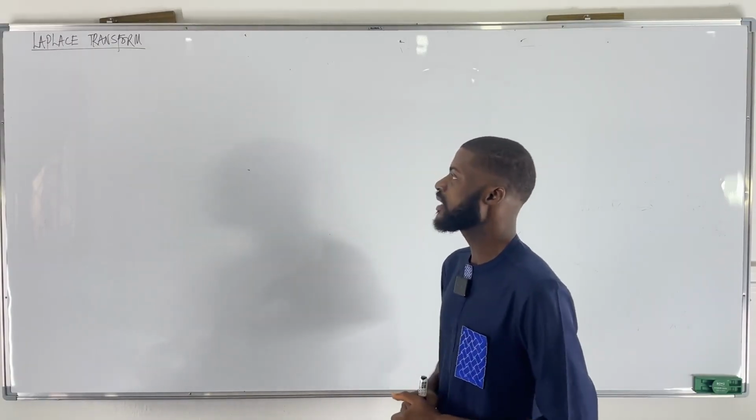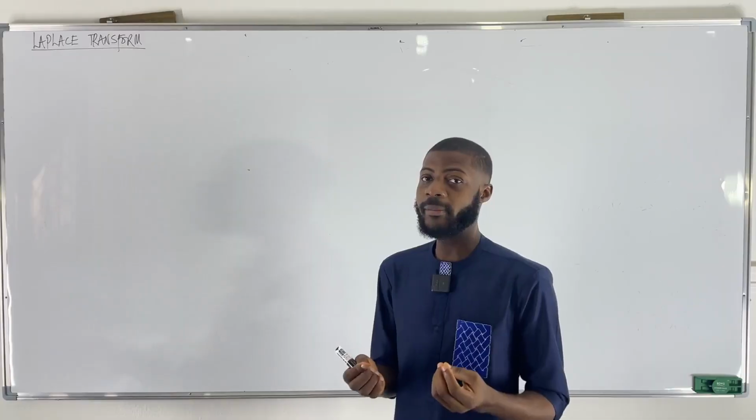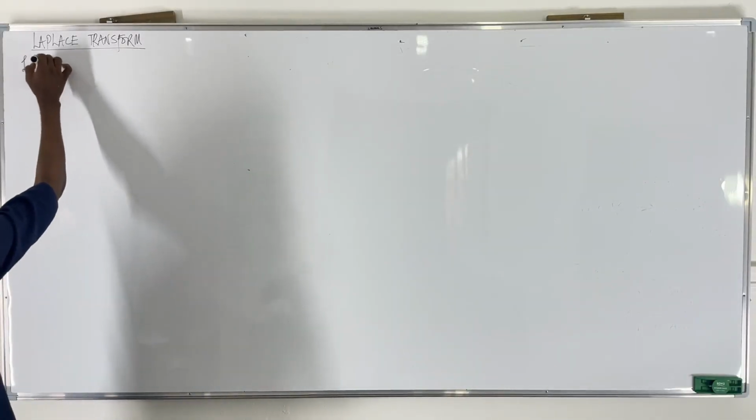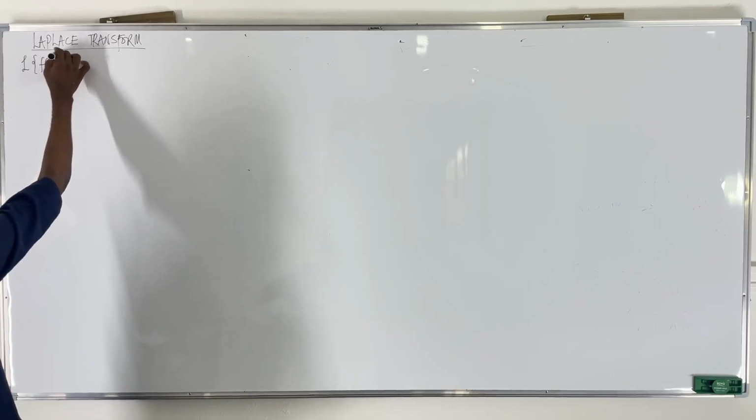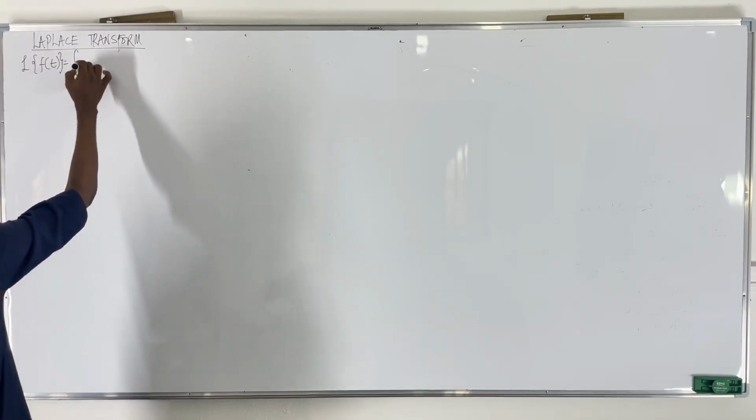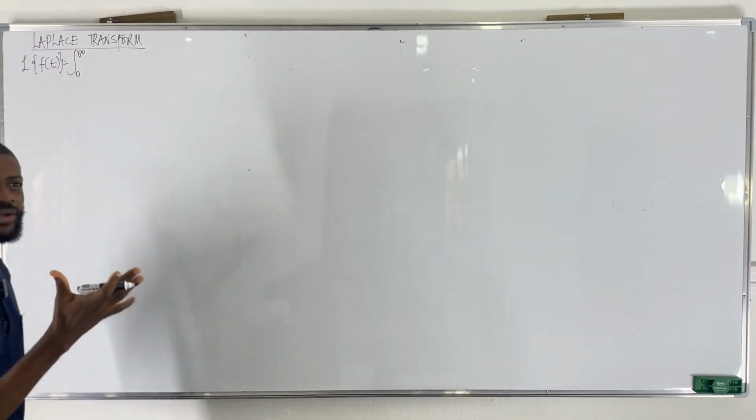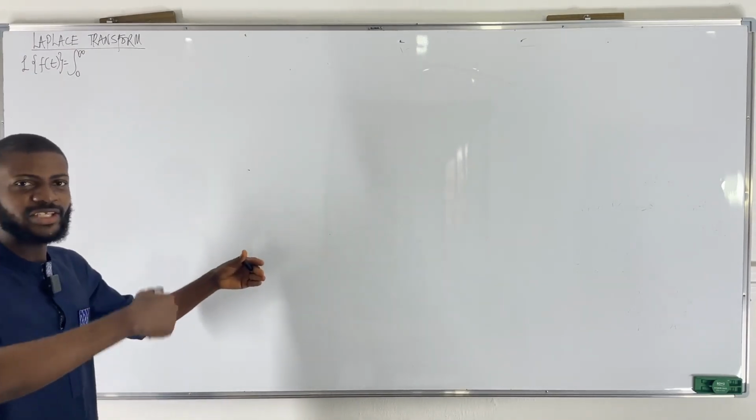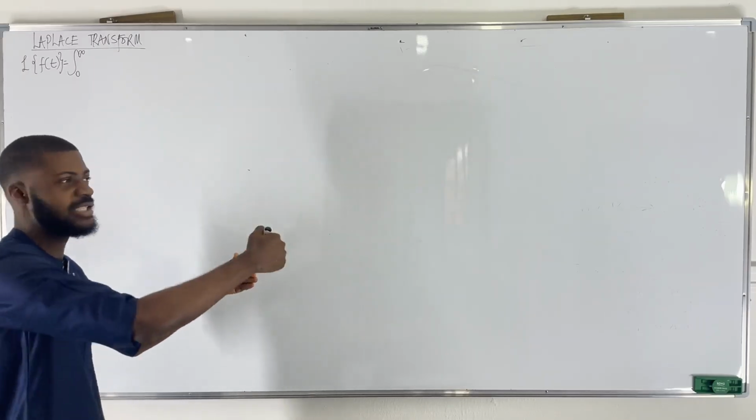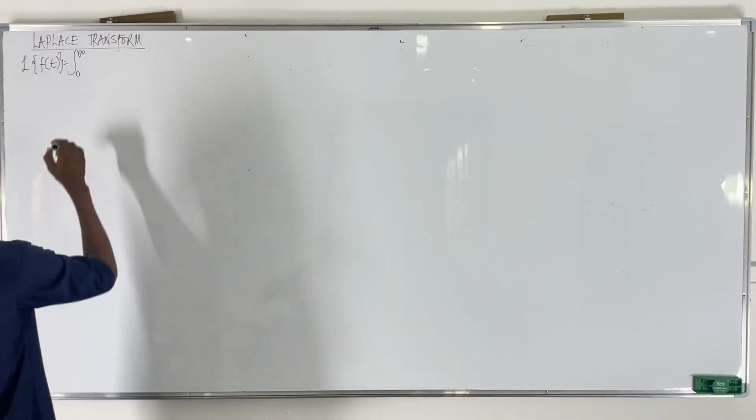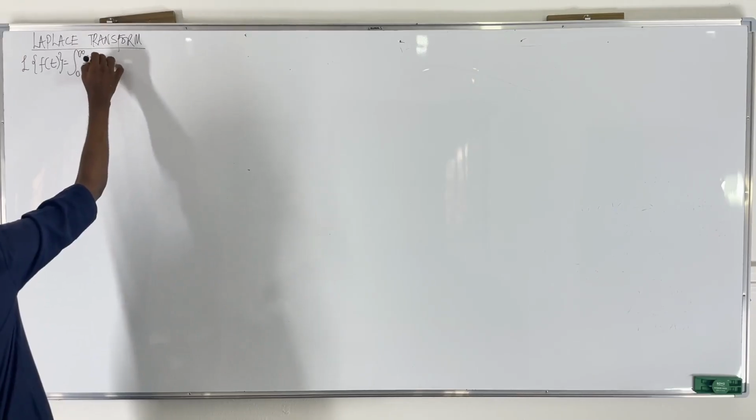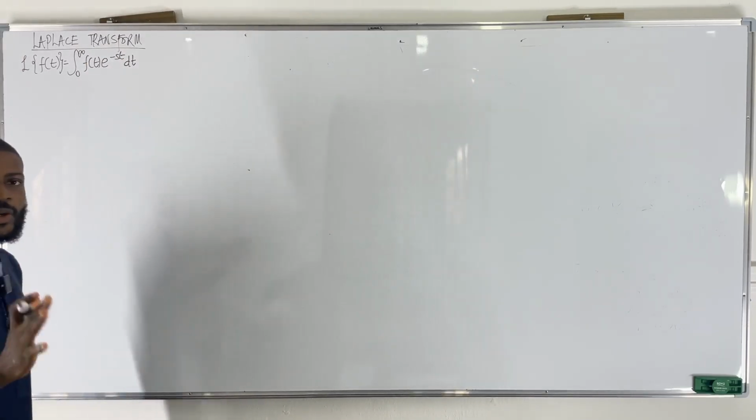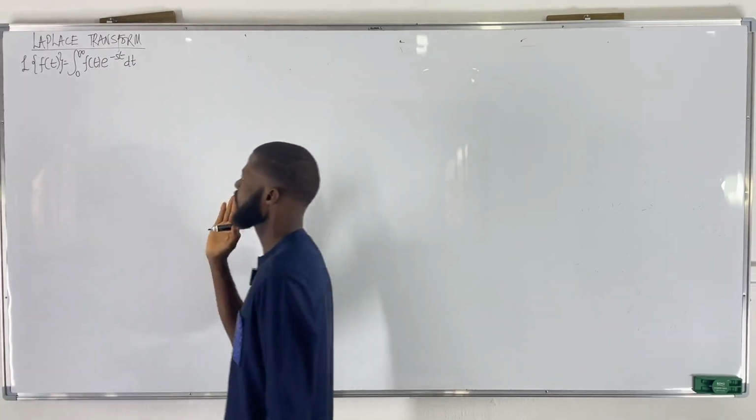Now, we want to take the Laplace transform of a constant. Remember, I earlier said that the Laplace transform of a function f of t is equal to the integral from 0 to infinity. We normally call this a semi-infinite integral. It's not from negative infinity to infinity, it's just from 0 to infinity, of f of t e to negative st dt. So this is what we have.